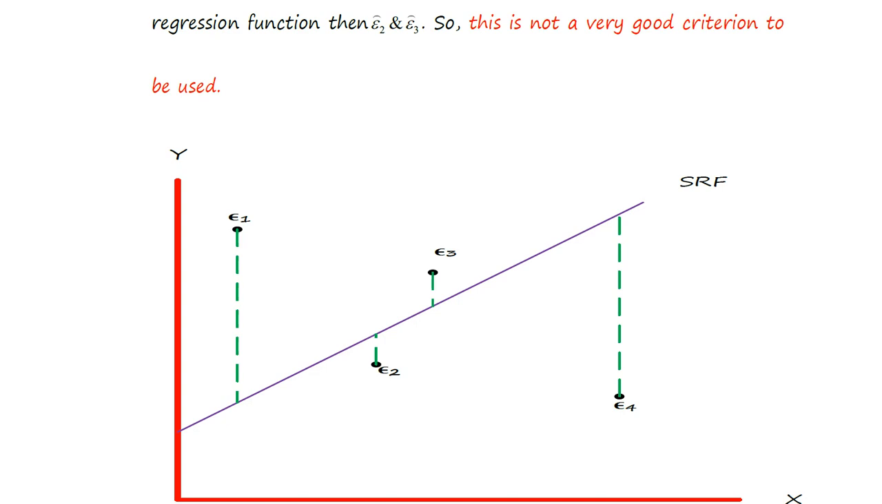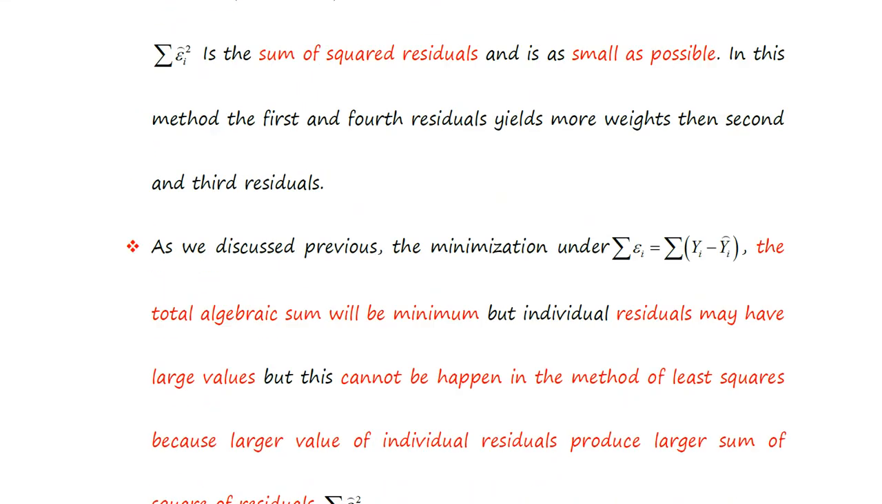In this method, by squaring the terms, the first and fourth error terms yield more weight as compared to the second and third. Suppose this observation is 10. By squaring it, it is equal to 100. This is minus 2. By squaring, this is 4. This is plus 2. Squaring this is 4. This is minus 10. By squaring, this is 100. So this 100 and this 100 add more weight as compared to these 4 and 4 observations.